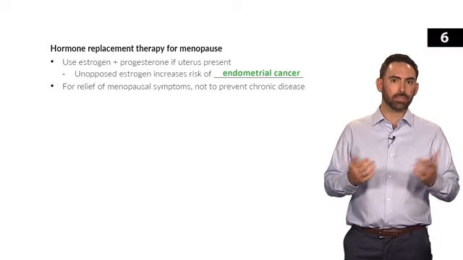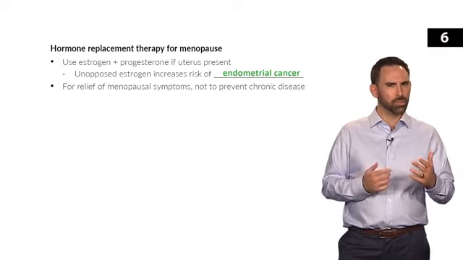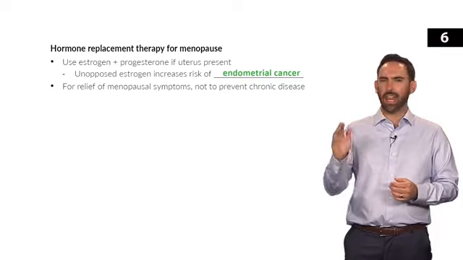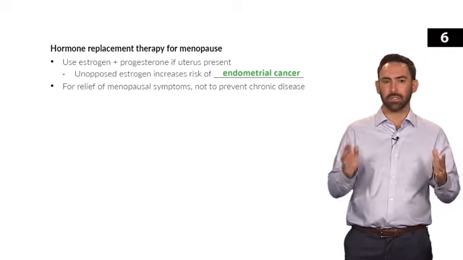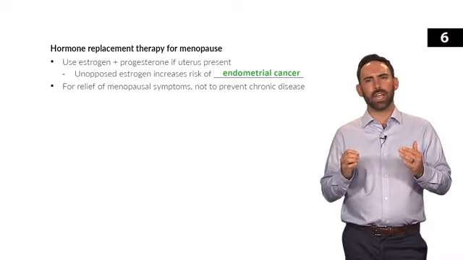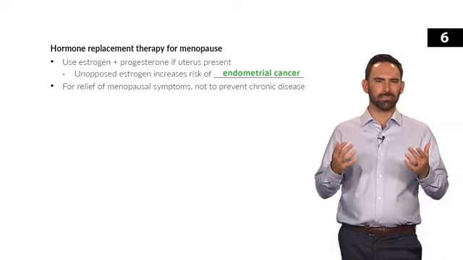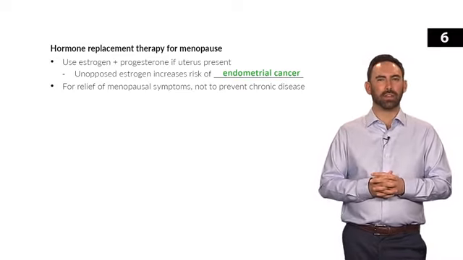Any woman with a uterus who is taking estrogen should also be taking progesterone. Next, hormone replacement therapy should only be used to relieve menopausal symptoms and not for the prevention of chronic diseases like coronary artery disease or osteoporosis. We used to give HRT for those reasons. It hasn't been proven to be beneficial.